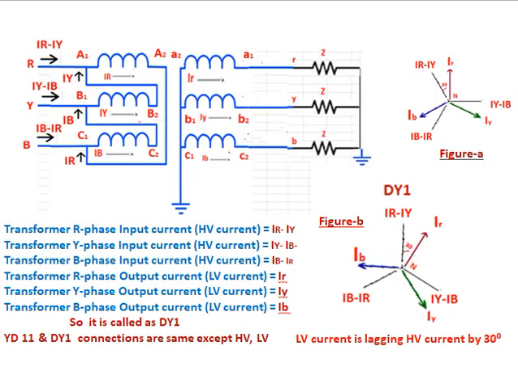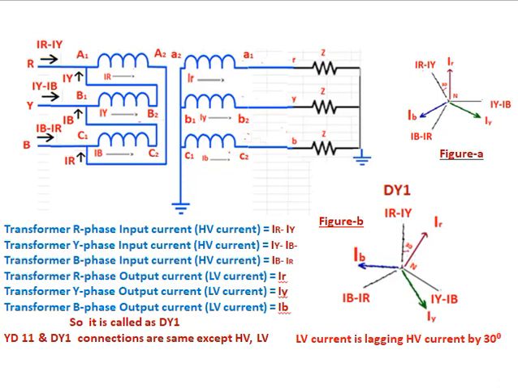Transformer R phase input current, HV current, is equal to IR minus IY. Transformer Y phase input current, HV current, equals IY minus IB. Transformer B phase input current, HV current, equals IB minus IR. Transformer R phase output current, LV current, equals small ir. Transformer Y phase output current, LV current, equals small iy. Transformer B phase output current, LV current, small ib.